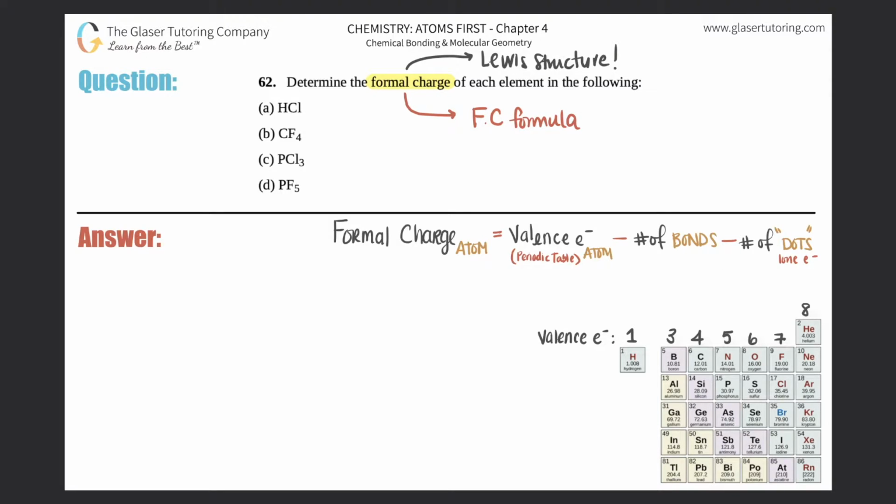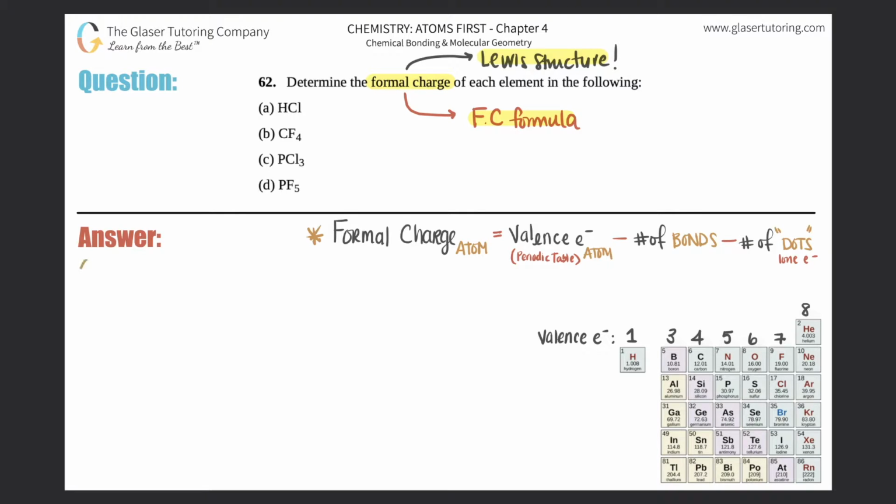Now, there's a formula that they give you in the textbook, however, I think that's a little messy, and I like to give the formal charge formula like this. I think that this one is much easier, and I'll show you how easy it is when we actually go through the questions. So that's all you need. You just need to know how to do your Lewis structures, and you just need to memorize the formula. Okay, so let's get started.